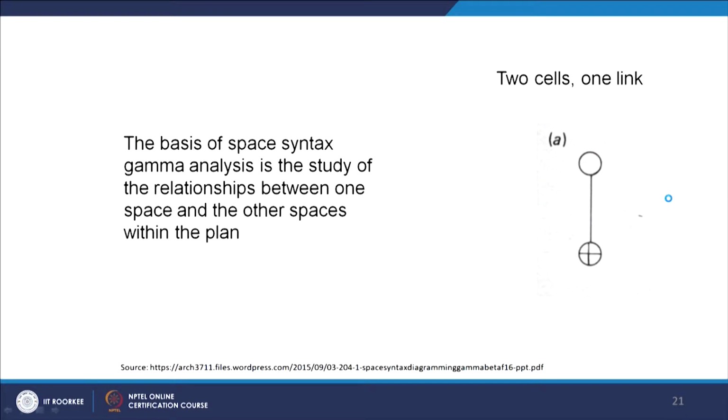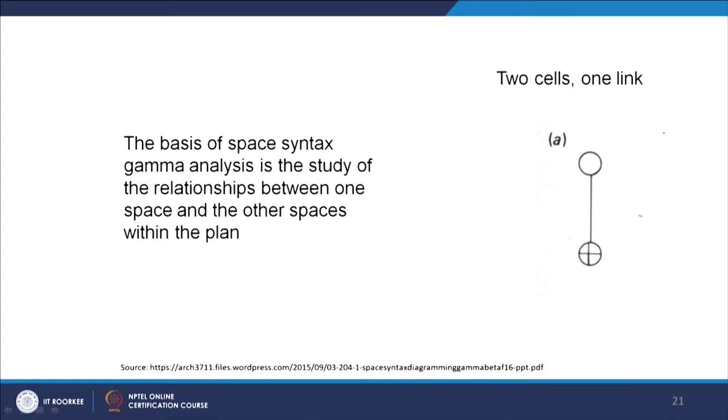Now, the basis of a space syntax gamma analysis is a study of the relation between a space and the other spaces within the plan. Whatever from the entry point you take as a base, basically there are 2 cells and 1 link. So these are the 2 cells and 1 link. This is the basic structure in the gamma analysis. So now what are the various possibilities?